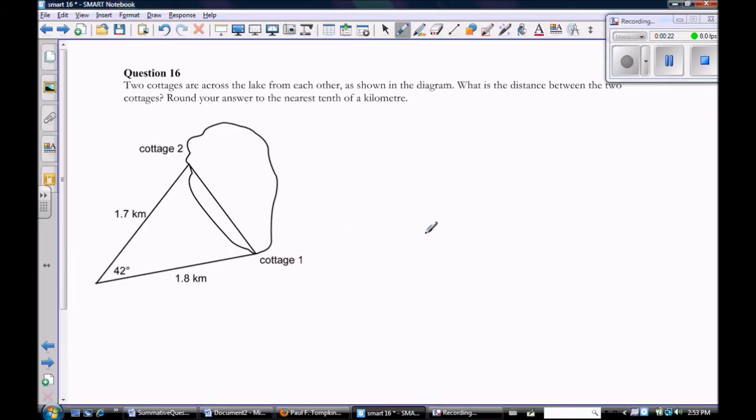Question 16. Two cottages are across the lake from each other, as shown in the diagram. What is the distance between the two cottages? Round your answer to the nearest tenth of a kilometer. So this is cottage 2, this is cottage number 1, and I guess this is the lake, like this. So I need to know what this distance is.